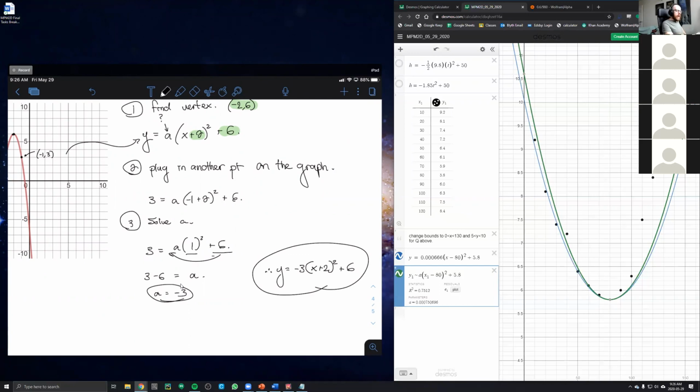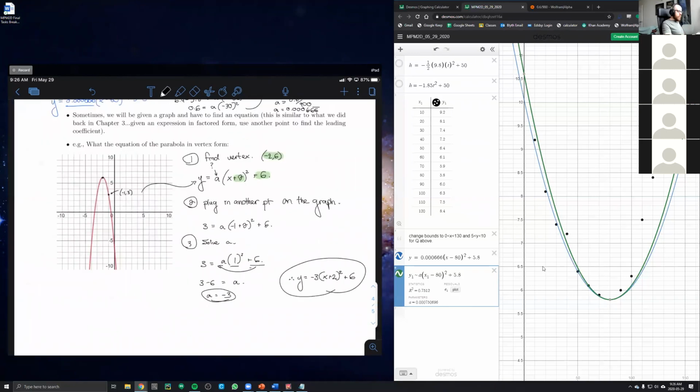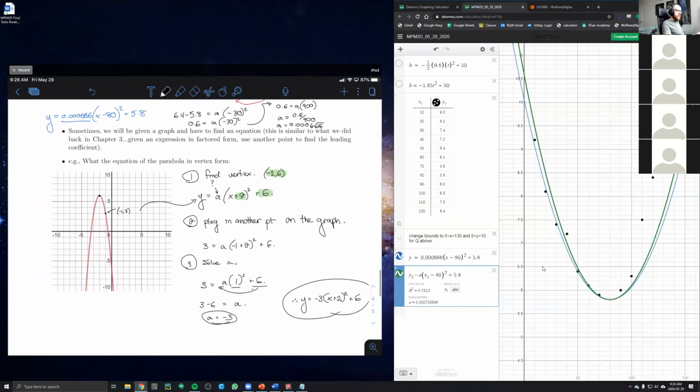Okay, any questions about vertex form? Does anyone want to see more examples, or was that a good introduction for it? That was good. Good. Okay. Cool. With that, I think we're finished for today.